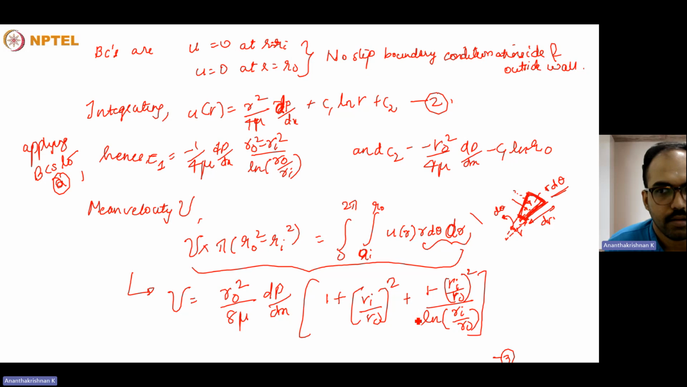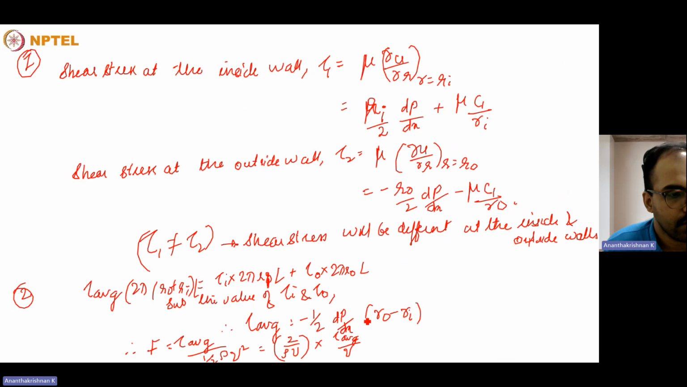The only thing that differentiates between these two is that there is a dou p by dou x term for tau average as well. We substitute it straight away into the other equation.